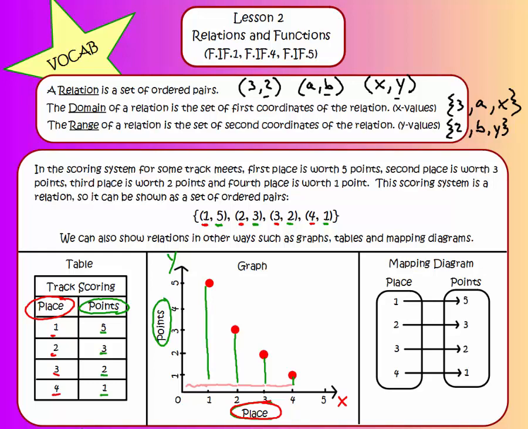So let me go ahead and write that in here. That first one, this is now the domain. Let me use this red. And the green one, or the points one, is going to be the range. Okay, these were the x values and these were the y values.